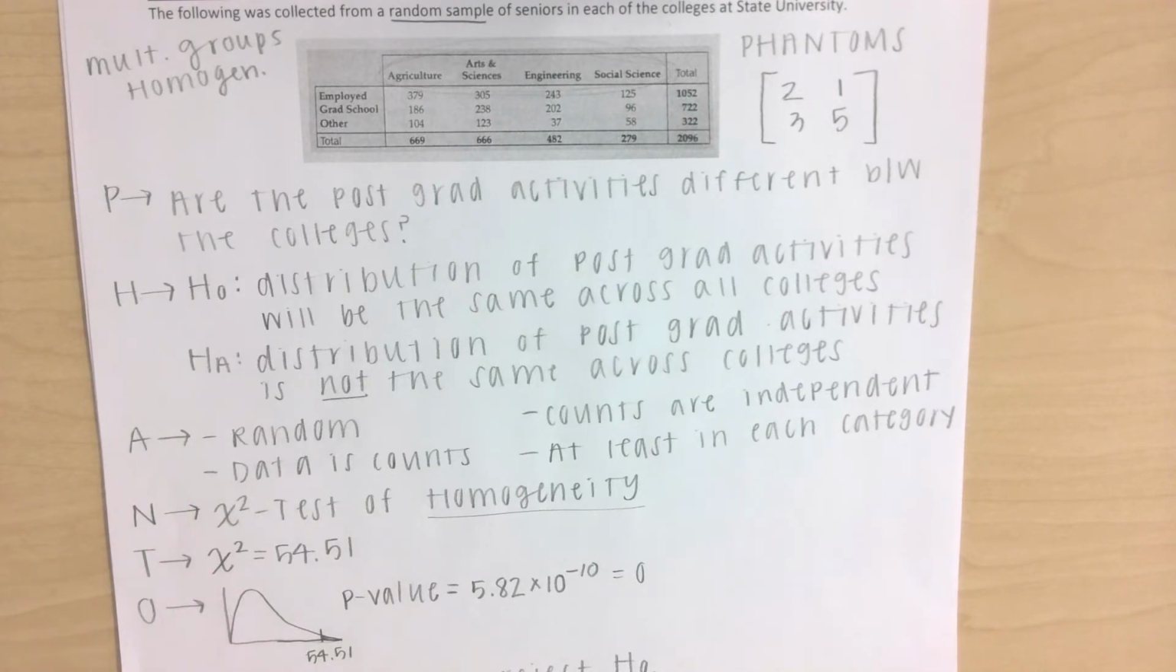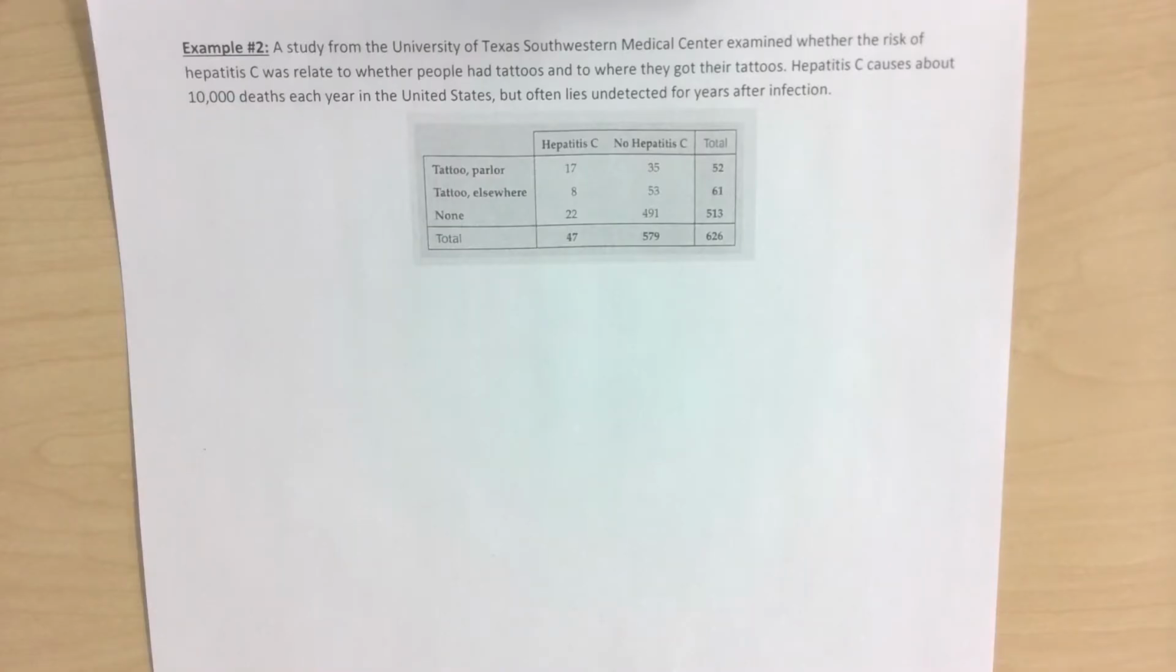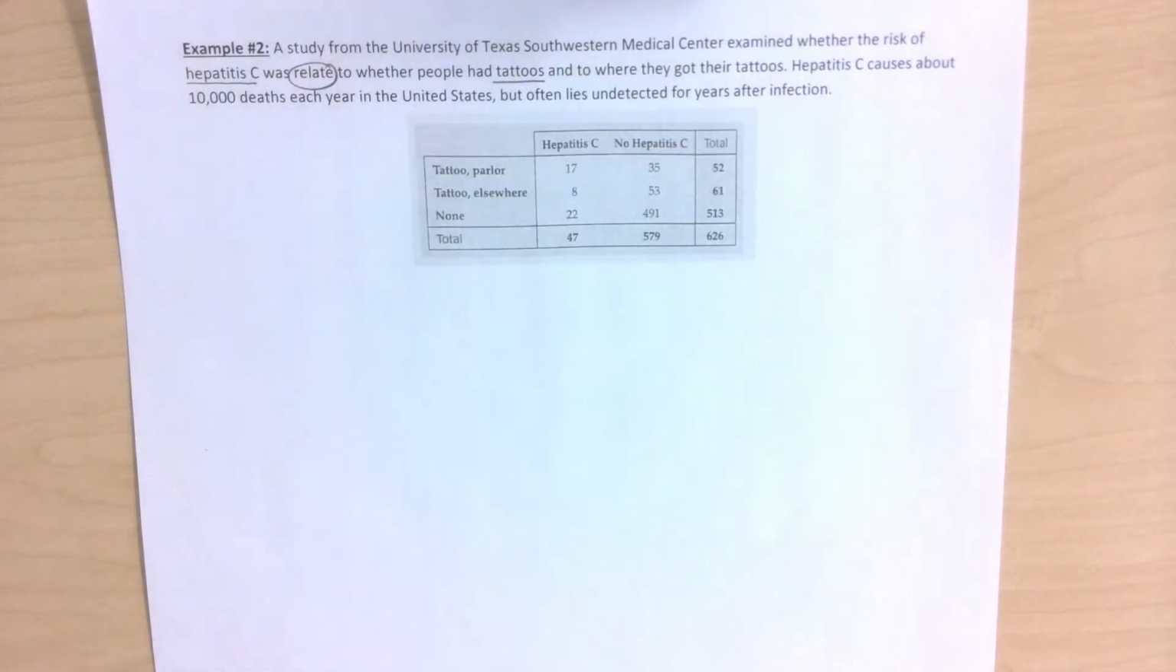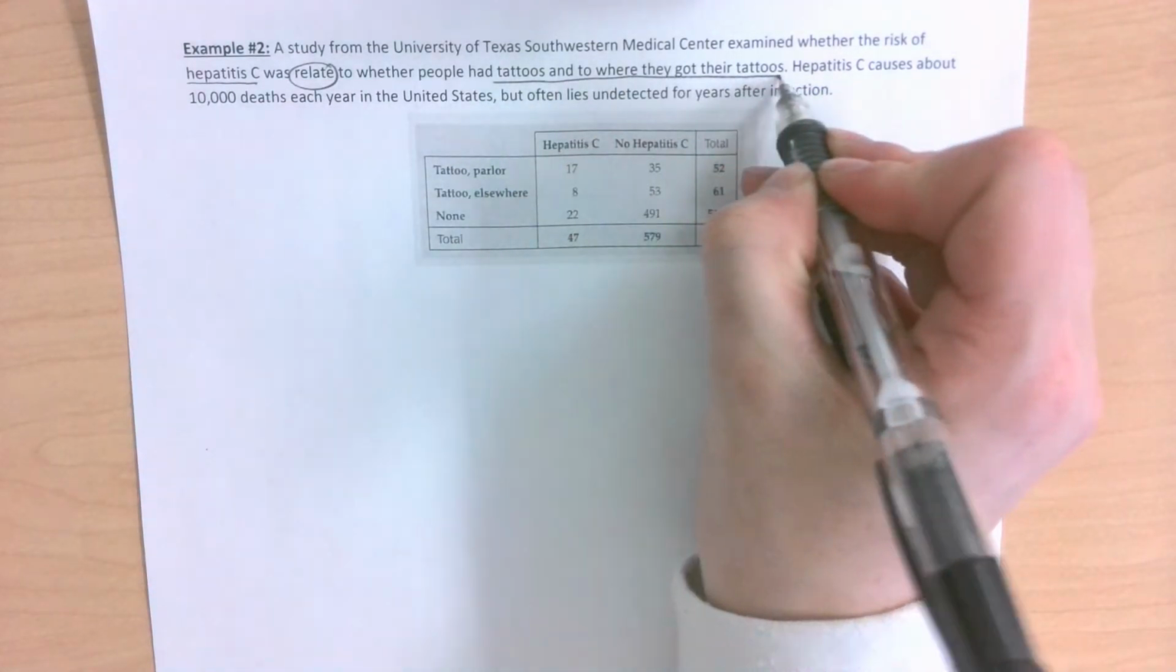Okay, let's go ahead and look at another example. Example 2 says a study from the University of Texas Southwestern Medical Center examined whether the risk of hepatitis C was related to whether people had tattoos and to where they got their tattoos. Hepatitis C causes about 10,000 deaths each year in the United States, but often lies undetected for years after infection. So in this case, what we're trying to do is figure out if hepatitis C is related to tattoos and where they got their tattoos.